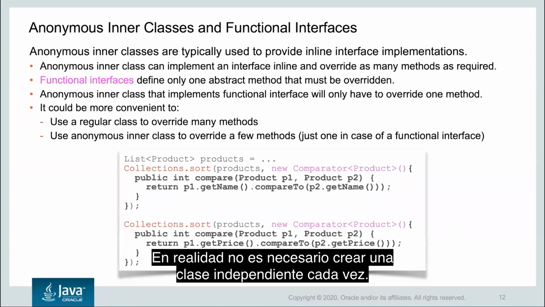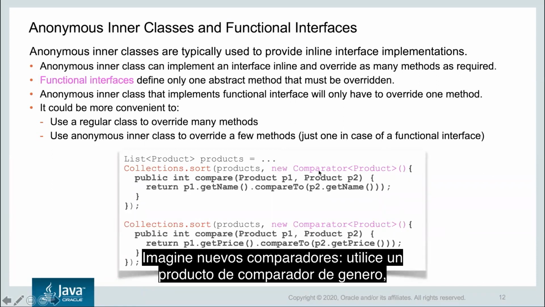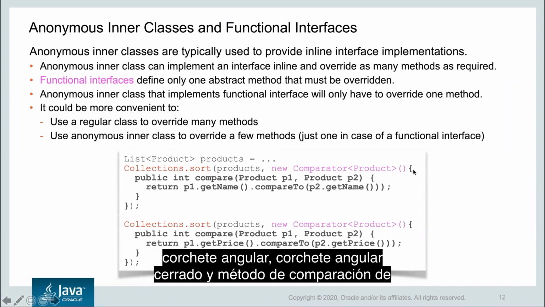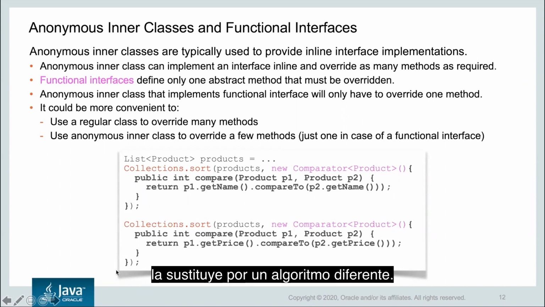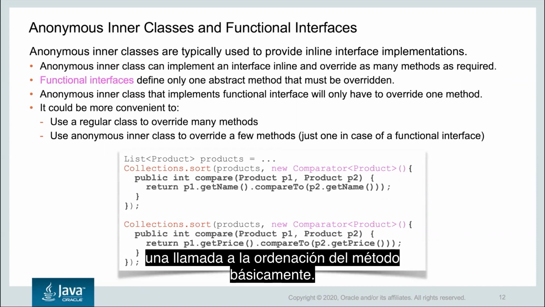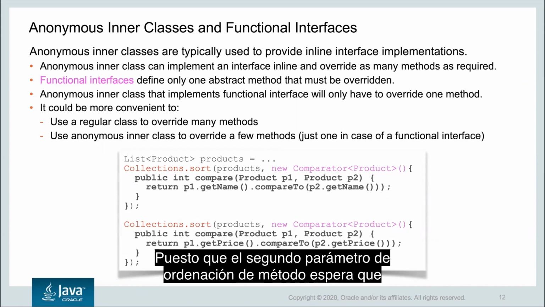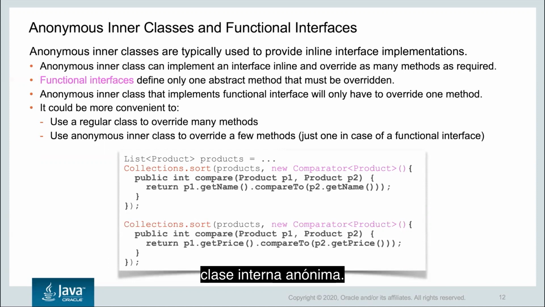Well, you don't really have to create a separate class every time. You can do it inline. You just say new Comparator, using generics, Comparator of Product, open curly bracket, close curly bracket, and override the compare method. And then when you call sort again, you just override it with a different algorithm. This is an anonymous inner class defined directly inline inside a call to the method sort. The second parameter of sort is expecting you to pass a Comparator object, and you pass here an implementation of the Comparator interface, which is your anonymous inner class.